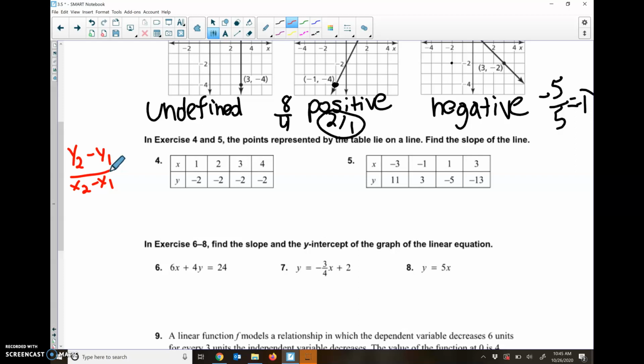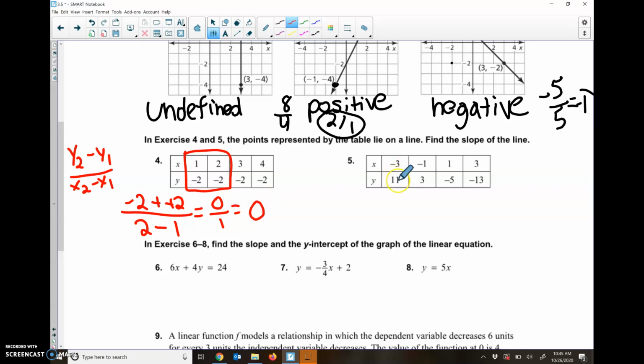divide them. So here, if I subtract any 2 y's, I always like to pick the smaller numbers. So negative 2 minus negative 2 over 2 minus 1. Well, negative 2 minus negative 2 is 0. 2 minus 1 is 1. And that equals a 0 slope.